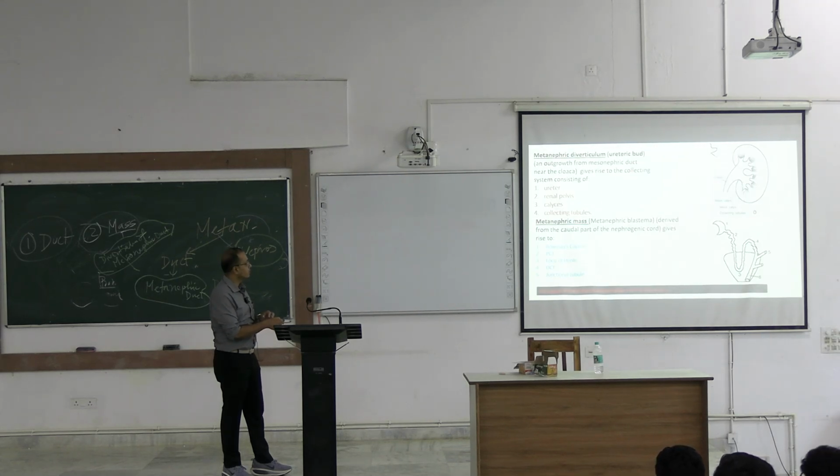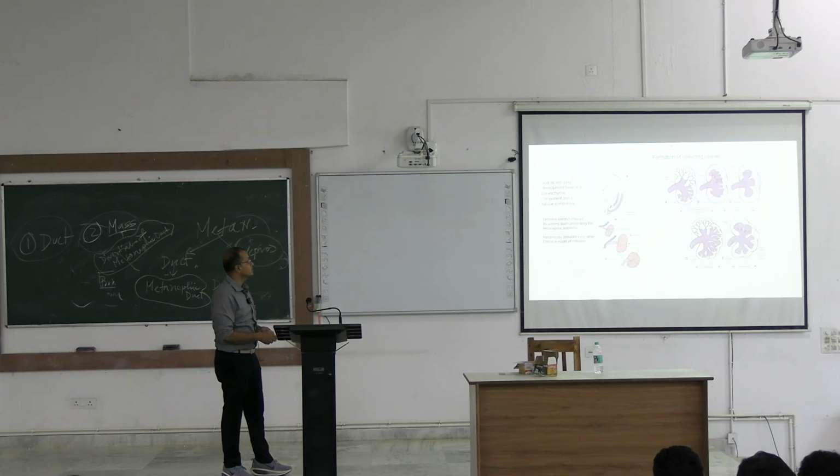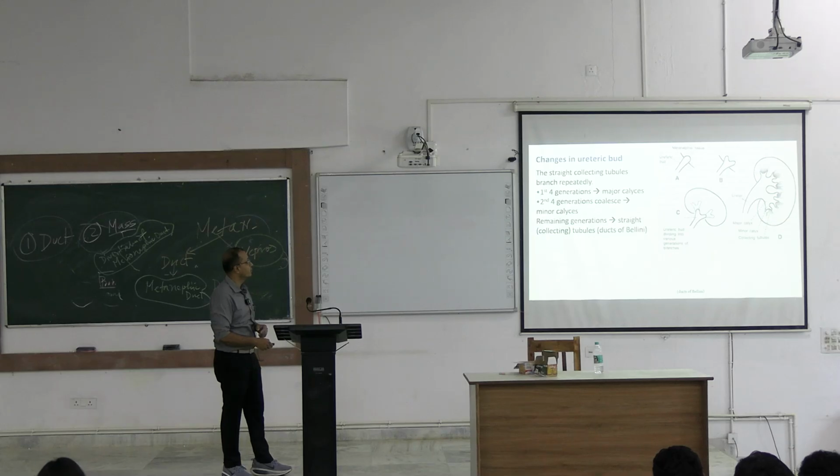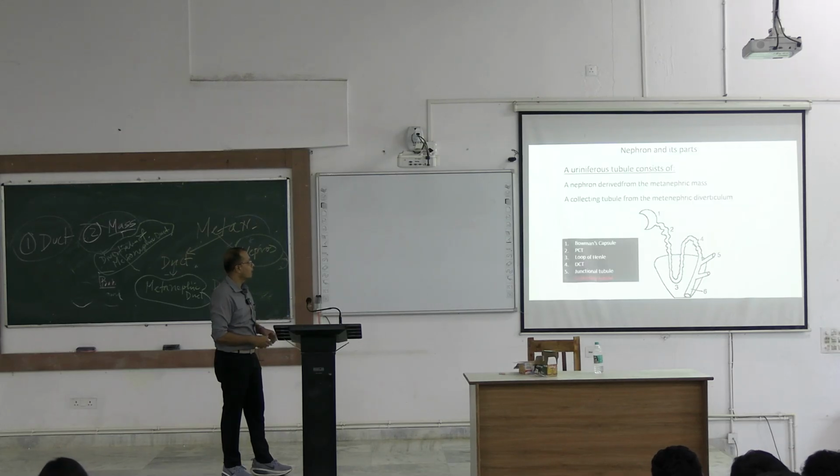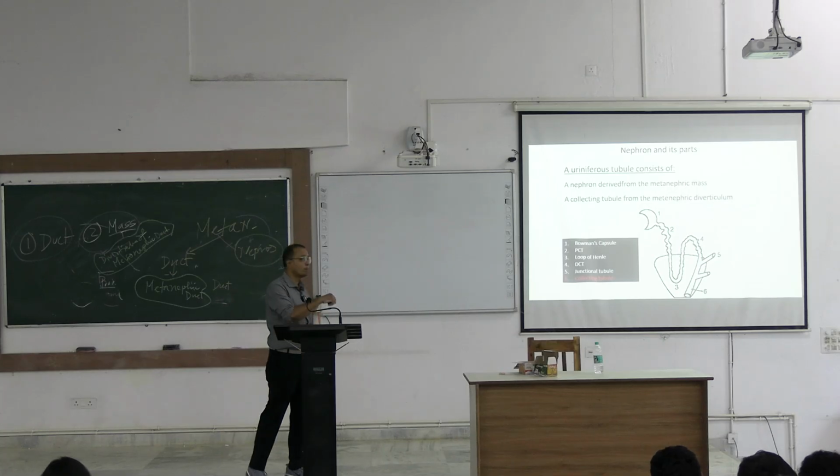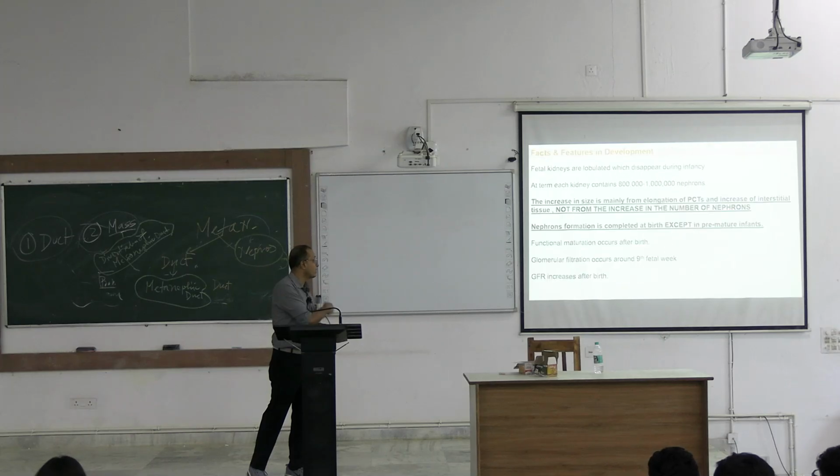So where this Metanephric Diverticulum is yielding into and what this Metanephric Mass is yielding into, that's what you have to remember. So this is about the formation of the kidney from these three different stages. You have to know the parts of the nephron, which start from Bowman's capsule, proximal convoluted tubules, loop of Henle, DCT and collecting tubules. The whole thing is coming from the nephrogenic tissue. And beyond the collecting tubules, that means the minor calyces, major calyces, the renal pelvis and ureter are coming from the ureteric bud.